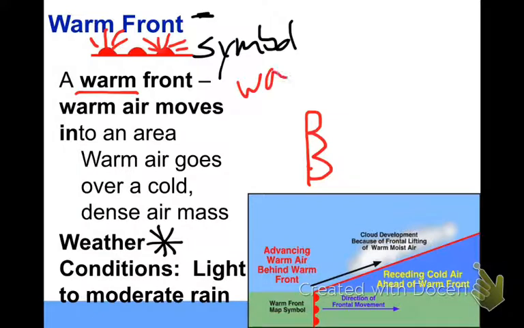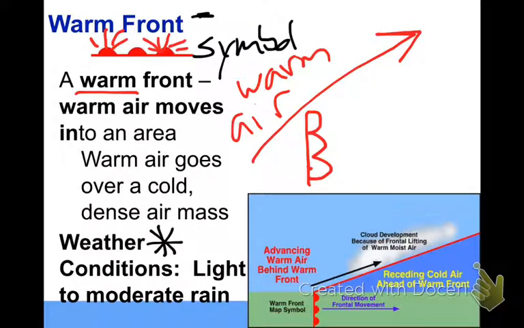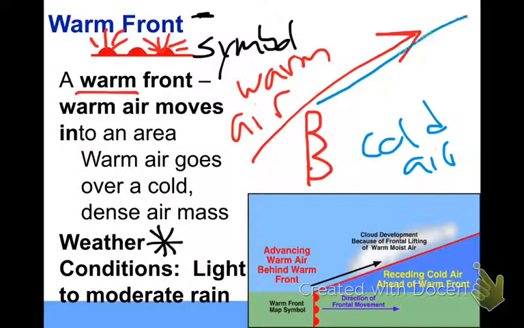So this is my warm air that I'm about to draw. So warm air, and this warm air is going up. It is going up and over cold air. So this is the cold air. And then I'll draw a line to show you where the ground is. So here's your warm front. You have warm air at the top that is moving up and over the cold air.